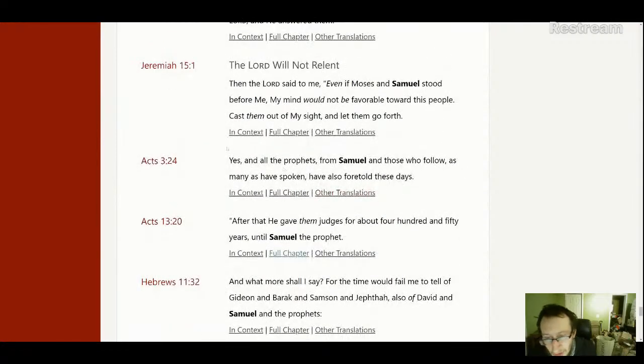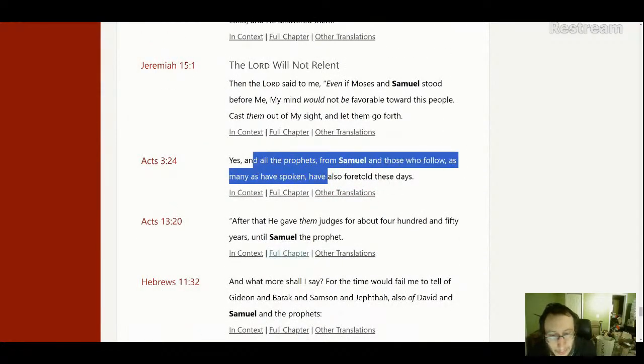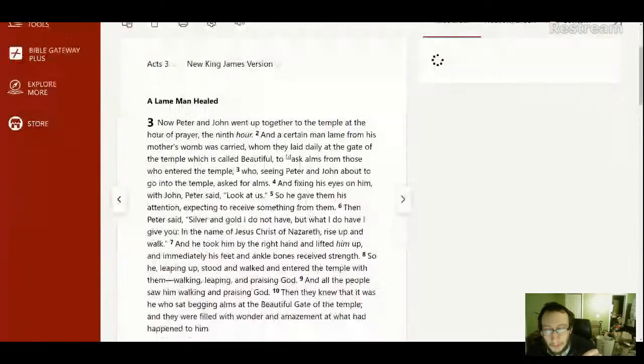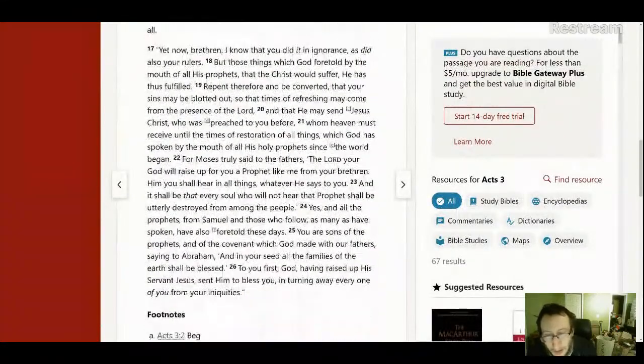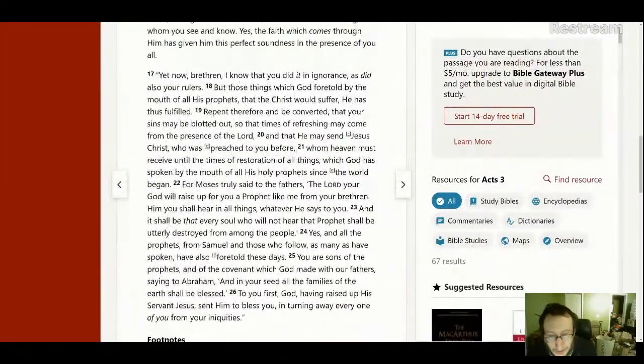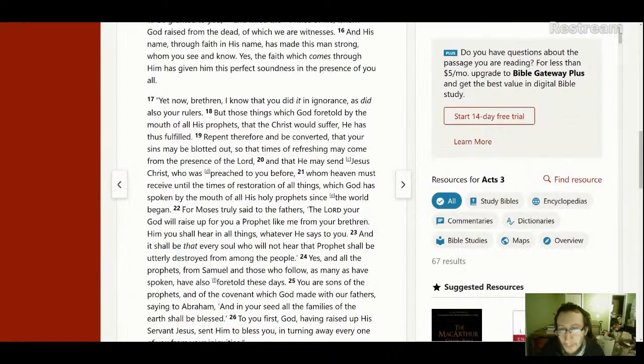All right, now this is Acts chapter 3. "All the prophets from Samuel and those who follow, as many as have spoken, have also foretold these days." That implies that the book of Samuel the seer had some messianic prophecy of some kind. These days.